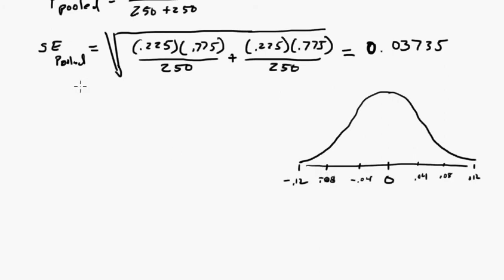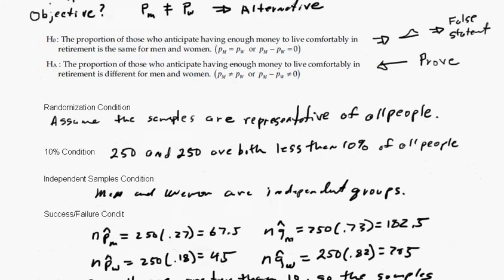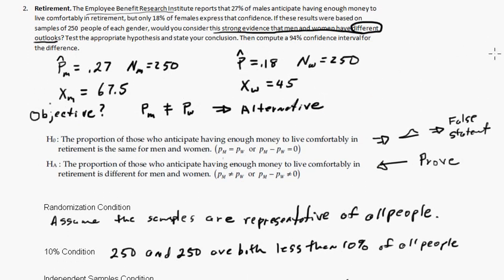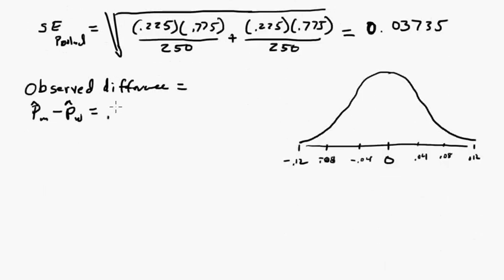Okay, so now let's see. What we've got to do is compare the observed value. So the observed difference, I'm going to call it, well, that's going to be p hat M minus p hat W. So what were those values? They gave it to us, 0.27 minus 0.18, and that's going to be 0.09. Well, that's going to be right in here somewhere. Okay, so our observed value equals 0.09.